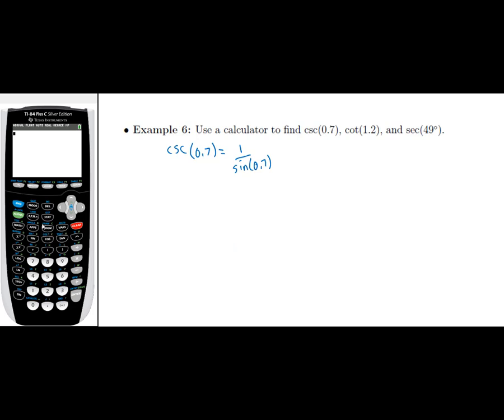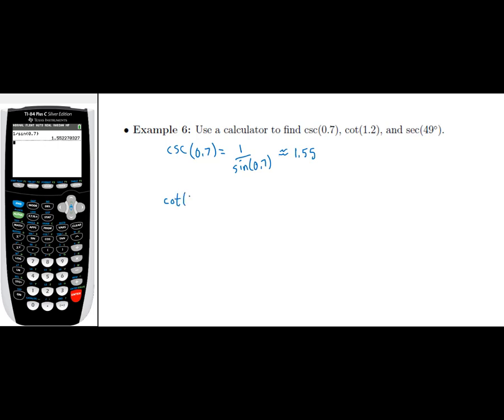So I'll go over to my calculator. I will make sure that I'm in radians, which I guess I'm not. So I'll go down and switch to radians in mode. And I'll quit. And now I'll just type in 1 divided by the sine of 0.7. And that'll give me my approximation here if I want to round to the nearest hundredth. That would be 1.55.